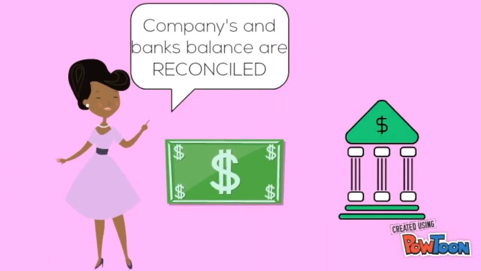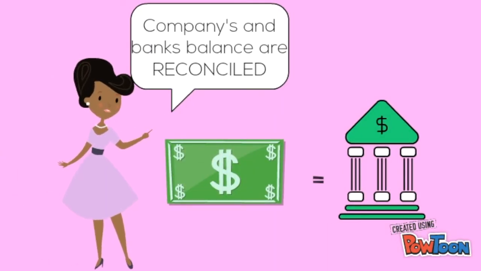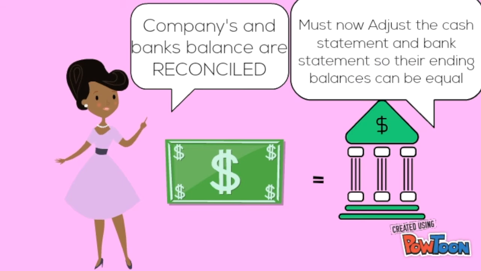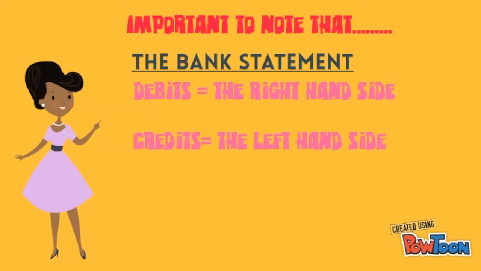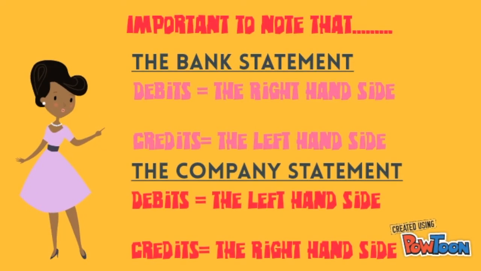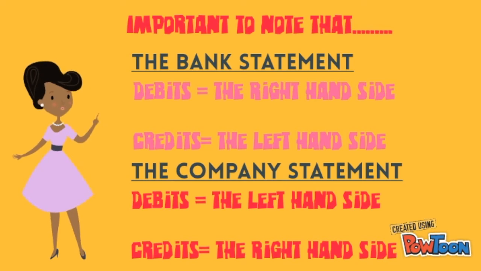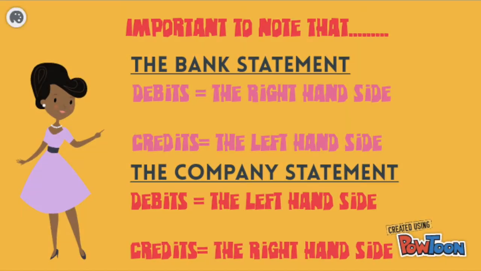Now, for the company's cash ledger and bank statement to be reconciled, we must adjust these statements so that their final balances are equal. It is important to note that on the bank statement, the debits are on the right-hand side and the credits are on the left-hand side. However, on the company's cash ledger, debits are on the left-hand side and credits are on the right-hand side.